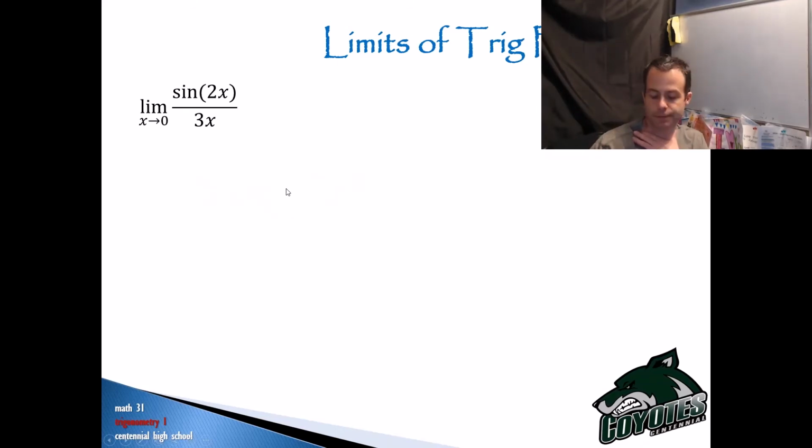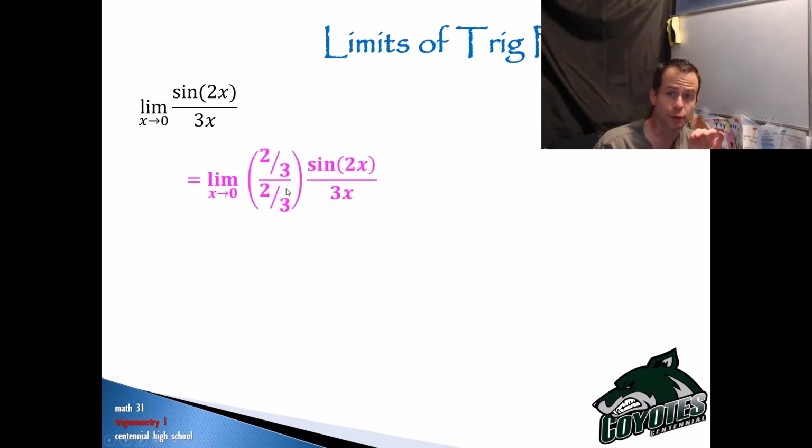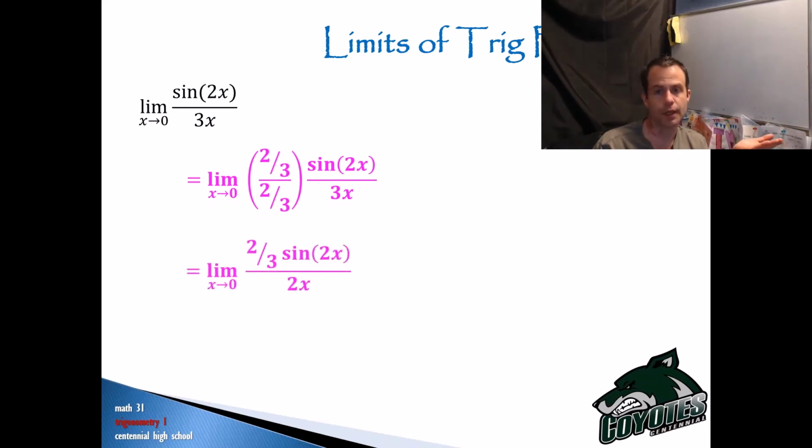And then I have 2/3 sine of 2x over 2x. The 2/3 will come to the front as a coefficient. And I know that the limit as x approaches 0 of sine 2x over 2x will be 1. And then 1 times 2/3 gives me my 2/3. That's my answer.